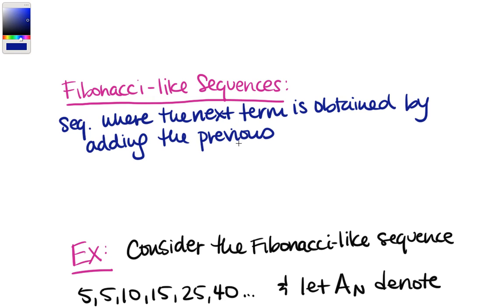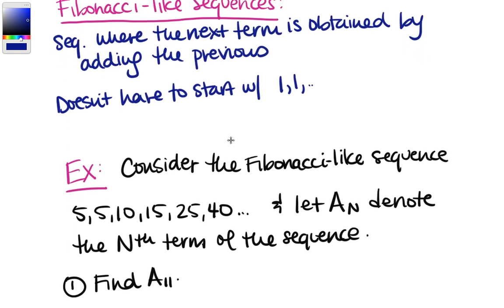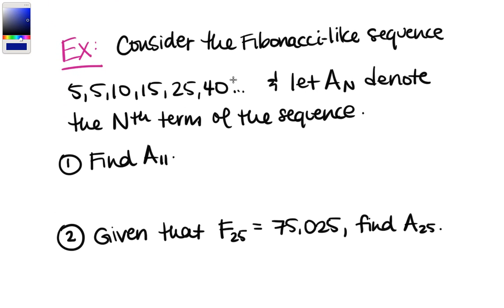So it's Fibonacci-like because you get new terms in the sequence the same way. Just take the previous 2 and add them together. And where it's different is that it doesn't have to start with 1 and 1. So for instance, in this example here, we have a Fibonacci-like sequence.